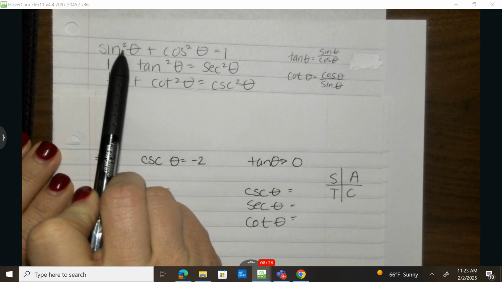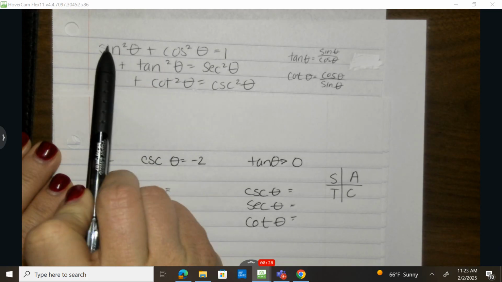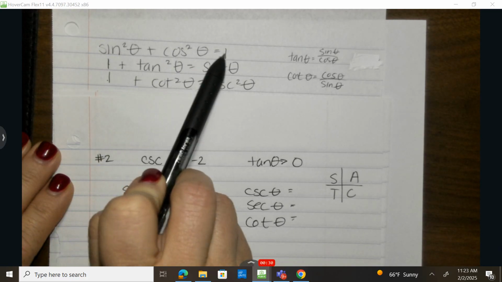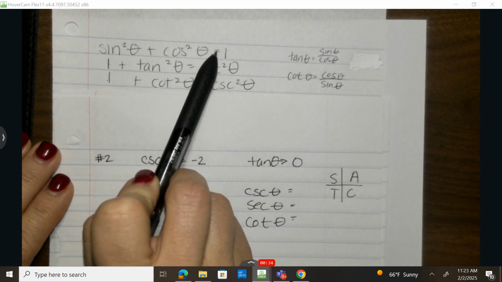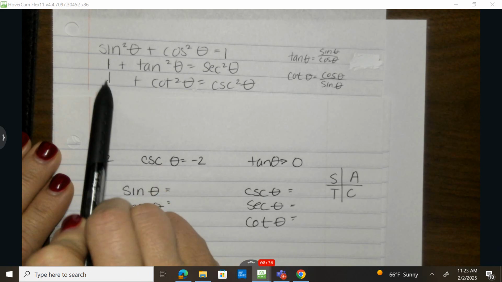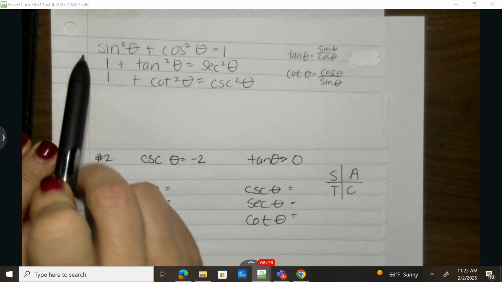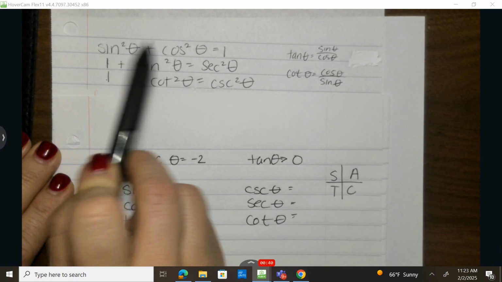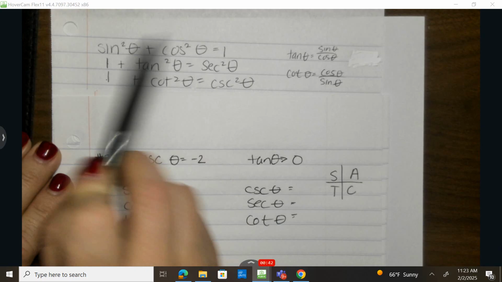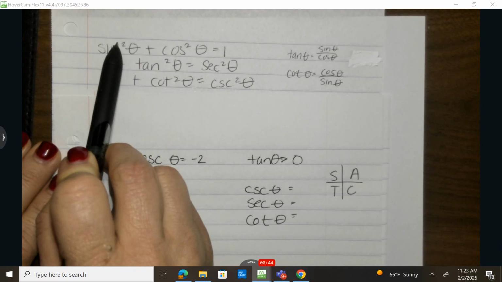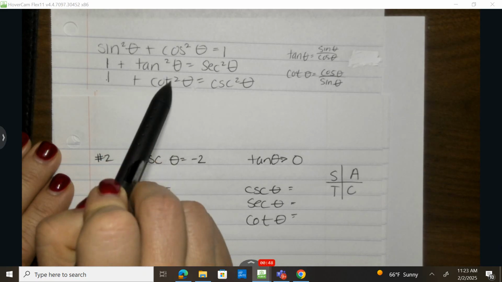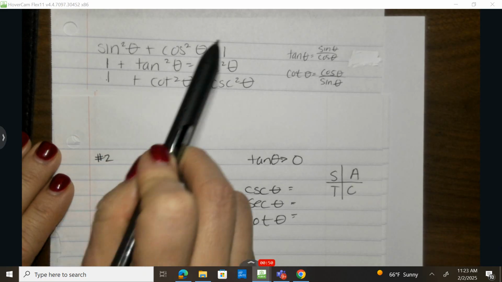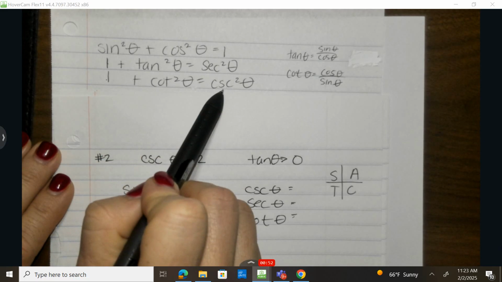We went over in lesson 1 how to come up with this initial one. And if you can understand how to or memorize that sine squared theta plus cosine squared theta equals 1, these are just a variation. It's an equivalent variation. As a quick reminder, if I divided each of these by sine squared, so sine squared divided by sine squared, I'd end up with 1. Cosine squared divided by sine squared is cotangent squared, and 1 divided by sine squared is cosecant squared.